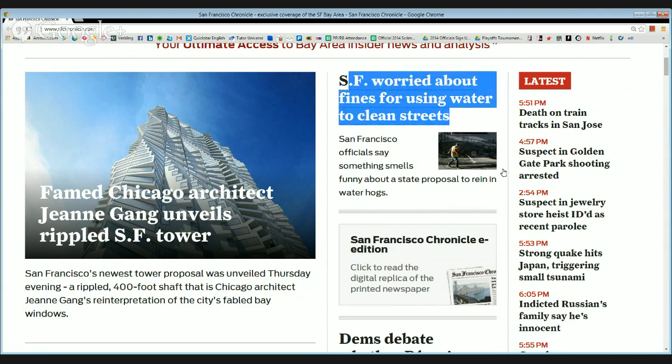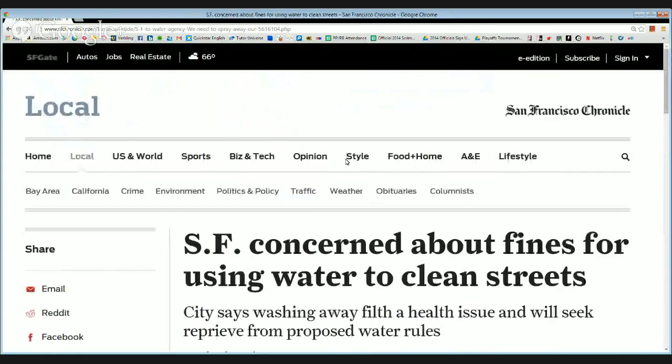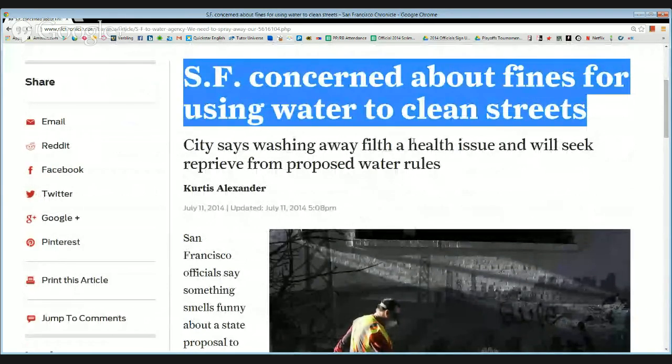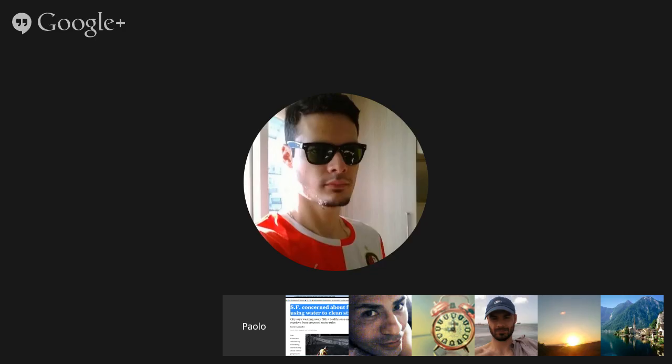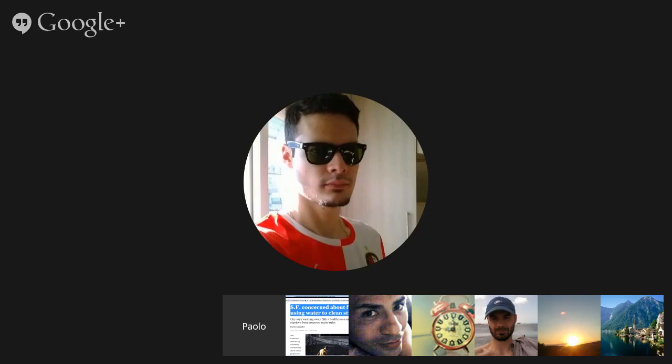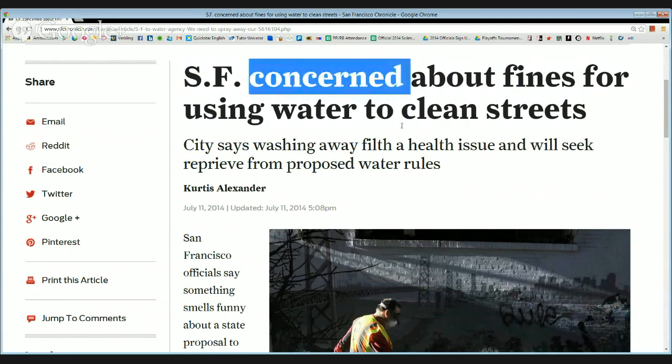Over here, with this story, let me see what happens if I click on it. So this will give us a big version of our headline. San Francisco concerned about fines for using water to clean streets. So I'll give you a hint on this one. We're missing a verb. Is? Yeah, where does it go? San Francisco is concerned. Yeah, San Francisco is concerned. Good. San Francisco is concerned about fines for using water to clean streets.